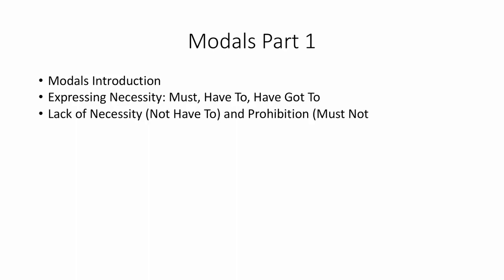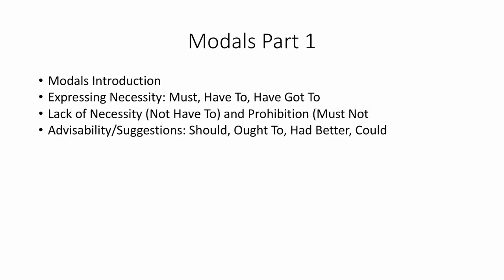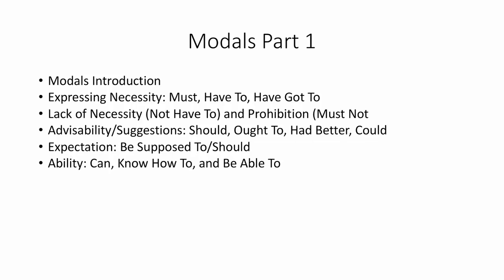We will talk about lack of necessity, not have to, and prohibition using must not. We will talk about advisability and suggestions, which are expressed using the modals should, ought to, had better, and could. Then we talk about expectations, that is expressed via be supposed to and should. Ability is expressed via the modals can, know how to, and be able to. Possibility: can, may, and might.